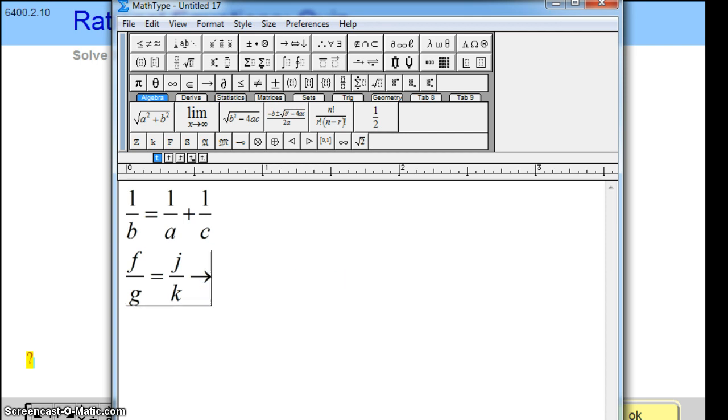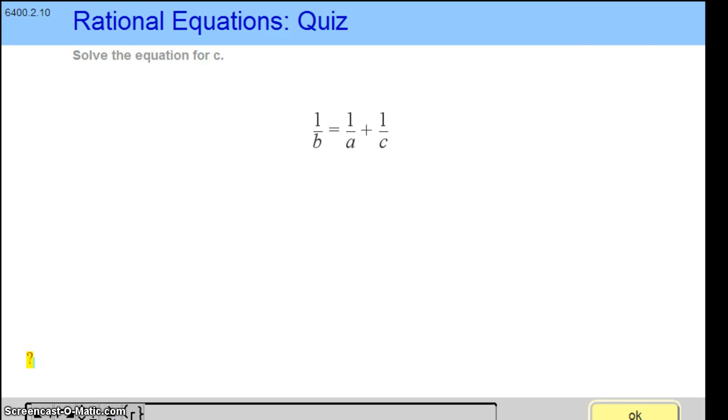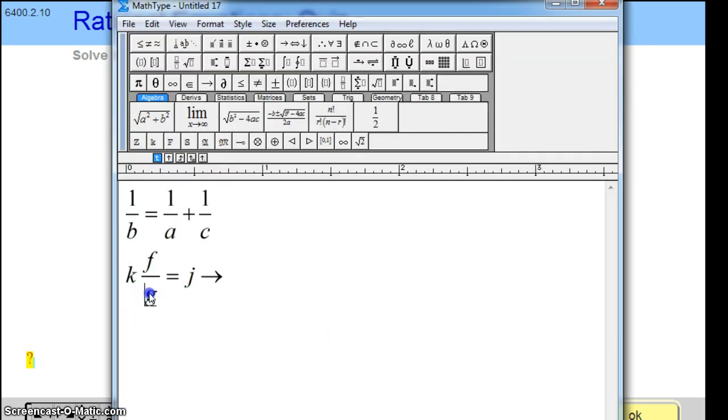That's basically saying, let's multiply everything by k. Then k will cancel out here, and you'll get k times f over g, and on this side you'll just have j. Then let's multiply this whole thing by g. The g cancels out here, and you get a g here, so you just get f on this side. So we cross multiplied and we got kf equals gj.